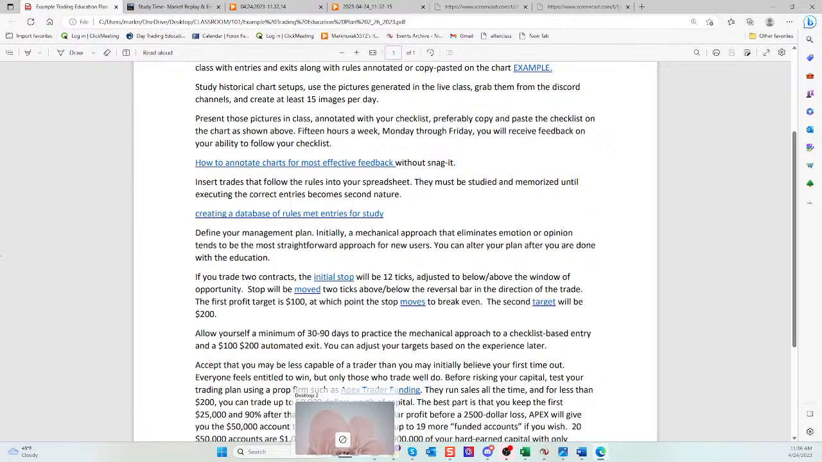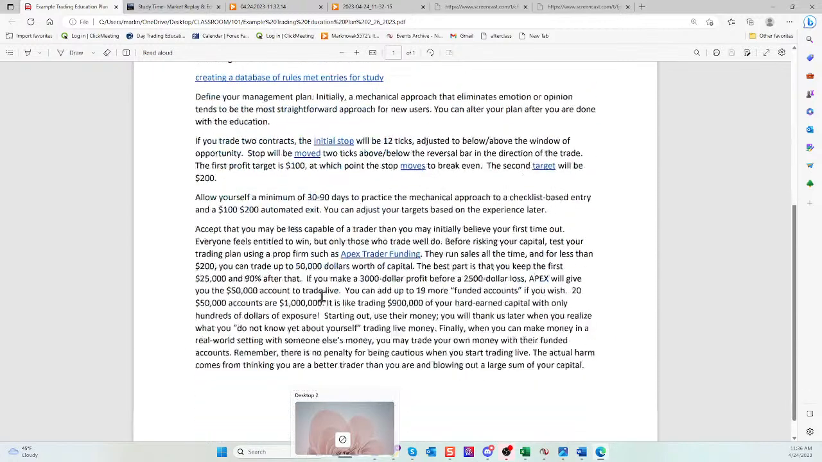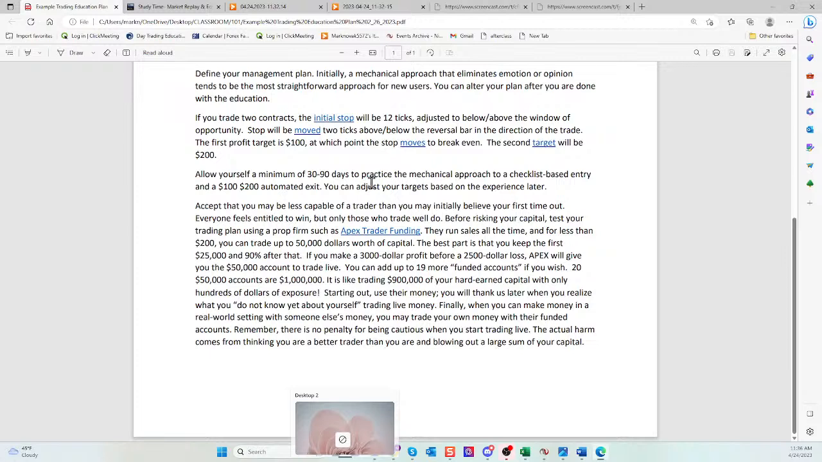And here's the key one. You can alter your plan after you're done with your education, after you can read your charts. If you trade 2 contracts, doing that initial stop, $100, $200 contracts, allow yourself 30 to 90 days to practice the mechanical approach to a checklist-based entry and an automated exit, and then you'll adjust based on your experience later.